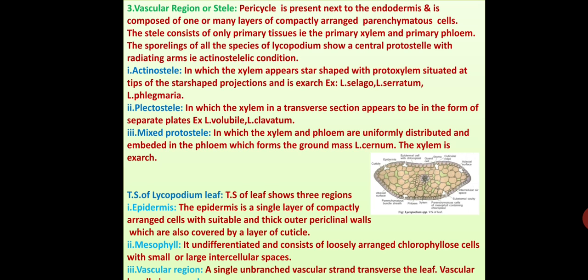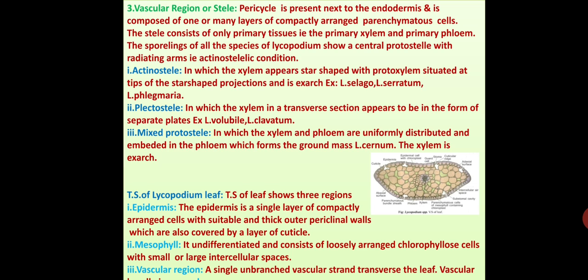The sporelings of all the species of Lycopodium show a central protostele with radiating arms, that is the actinostele condition. The first one is actinostele, in which the xylem appears star-shaped with the protoxylem situated at the tips of the star-shaped projections and is exarch. The best examples are Lycopodium selago, Lycopodium serratum and Lycopodium phlegmaria.